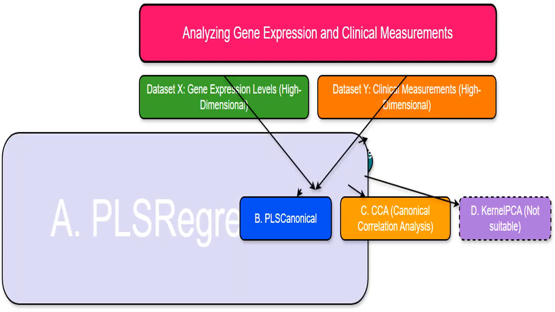PLS regression is a technique that attempts to predict Y from X, or vice versa, while maximizing the covariance between them. It's great for finding linear relationships between datasets and it helps reduce their dimensionality while keeping their core relationship.